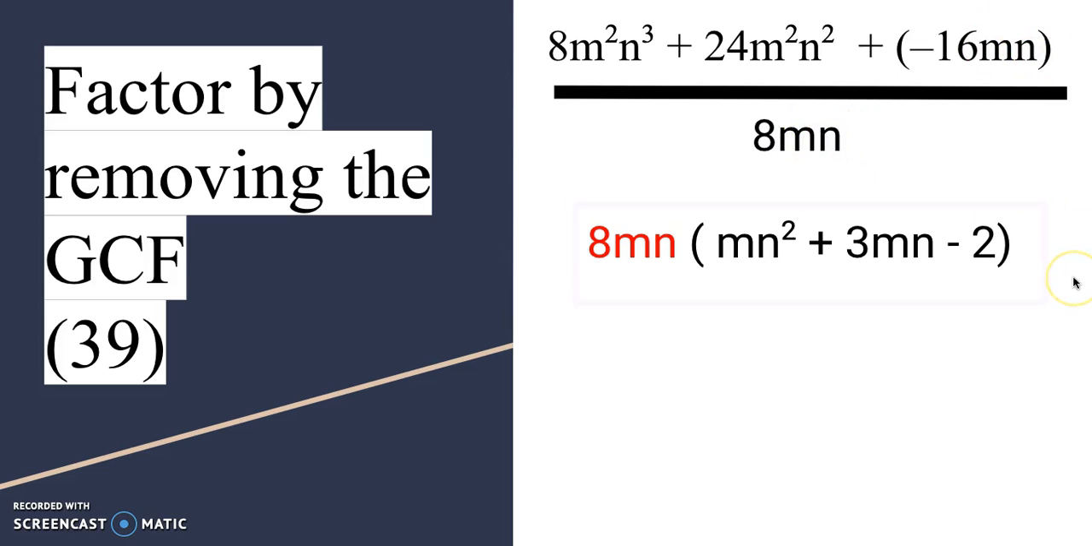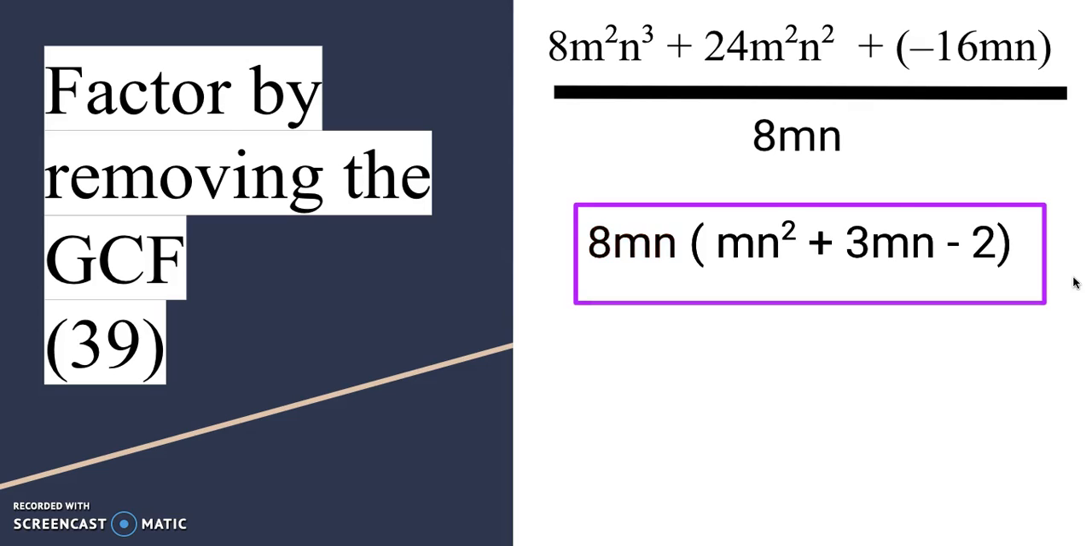When I write my final answer, I would write it just like this. So I have what I pulled out, what I factored, which is an 8mn, multiplied by the leftovers.